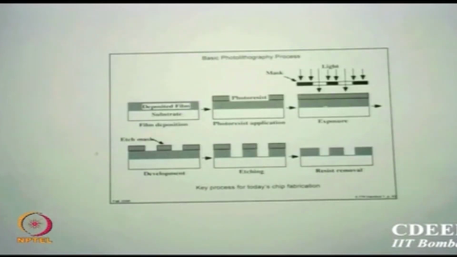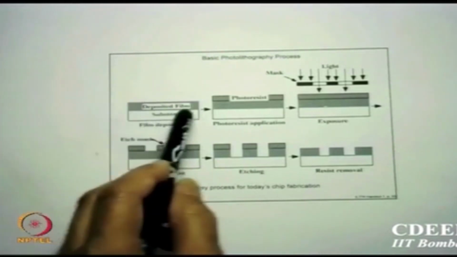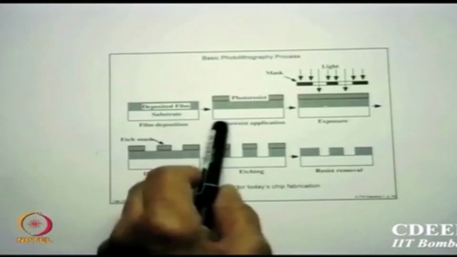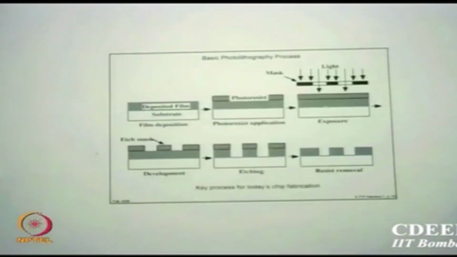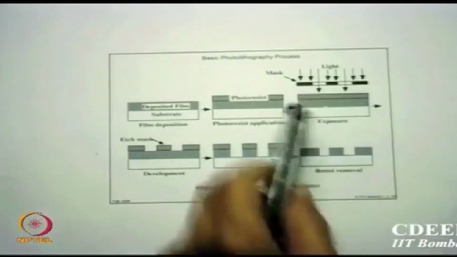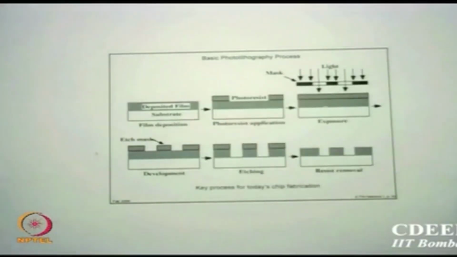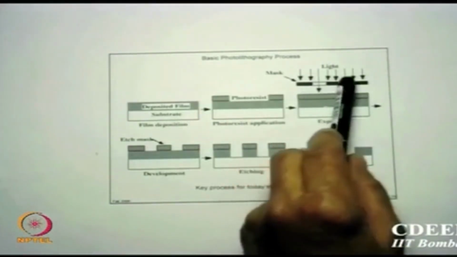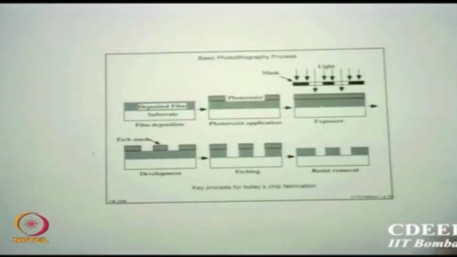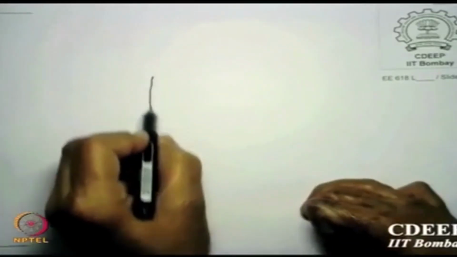So for example, here is a substrate and I have deposited a film in which I have to do some selective processing. So I coat this with a photoresist, something like this, and then I put a mask which has this area clear and the other areas dark. This is only a cross section, but if you look at the pattern, it is something like this.